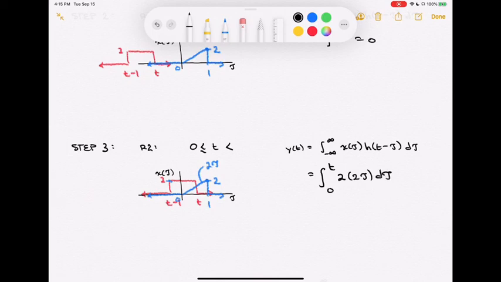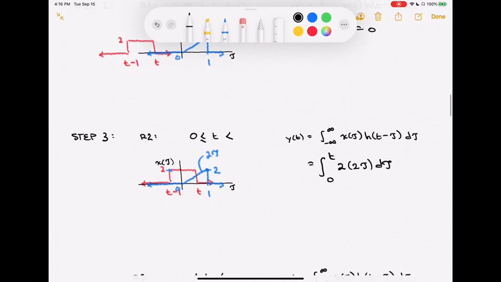For tau going from t to infinity, we know that at least one of the two functions, x or h or both, are 0, so the product is 0, and it will contribute nothing to the integral. So again, we're left with a single integral. The integral's limits are dictated by those edges, and we just need to make sure that we're paying attention to what the parameterization is for each waveform, and we multiply those together.